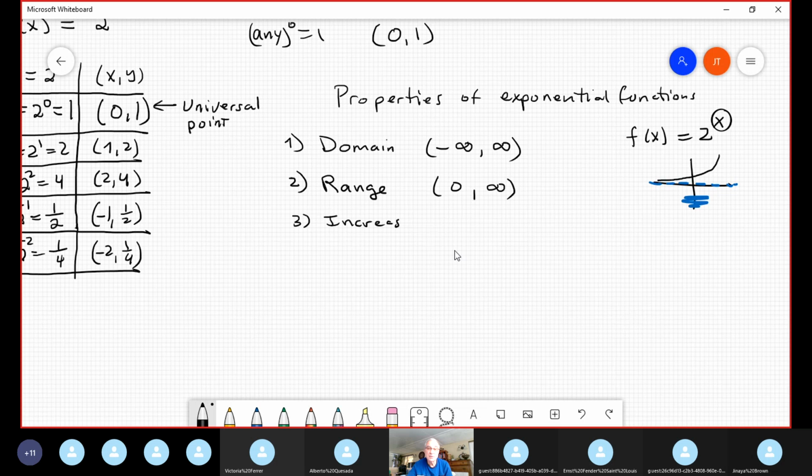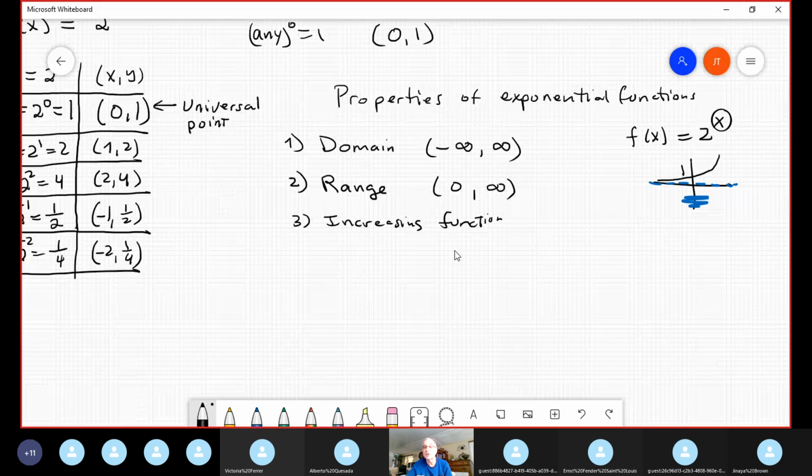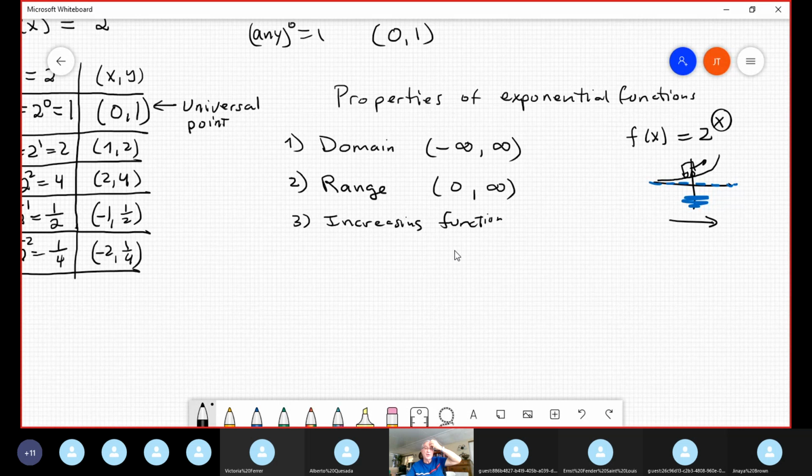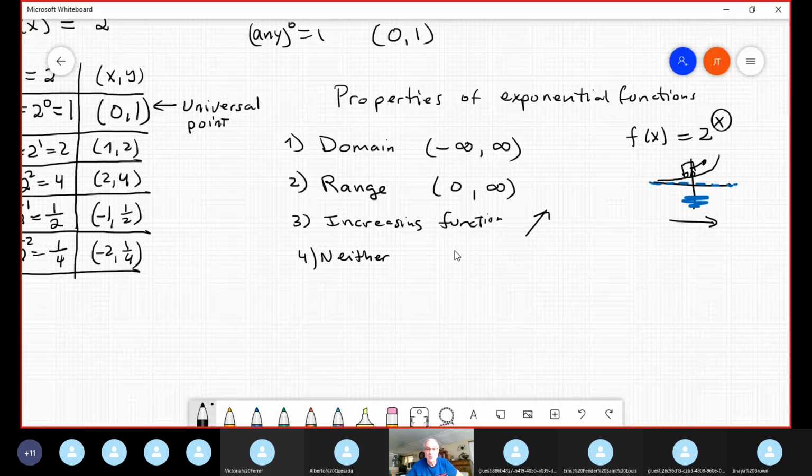You see, it's increasing because when you move from left to right, the roller coaster car goes up. So you travel on the curve, this is increasing, no? Remember, the motion is from left to right. Increasing function. And we have no symmetry, it's neither even nor odd function.